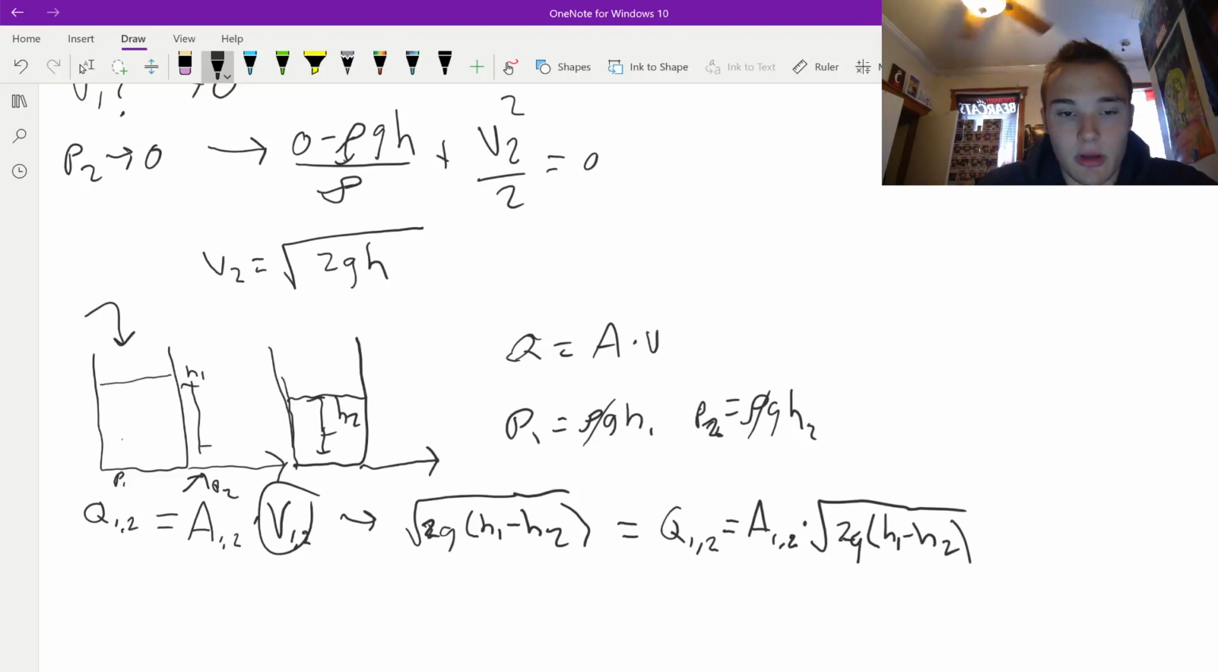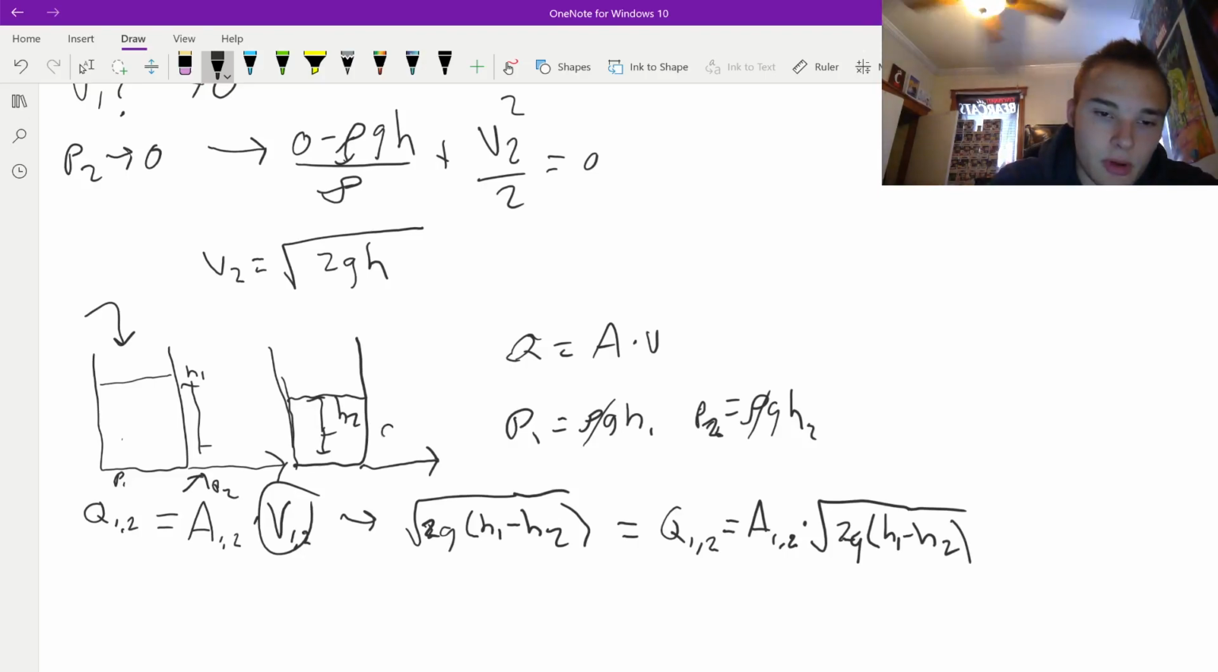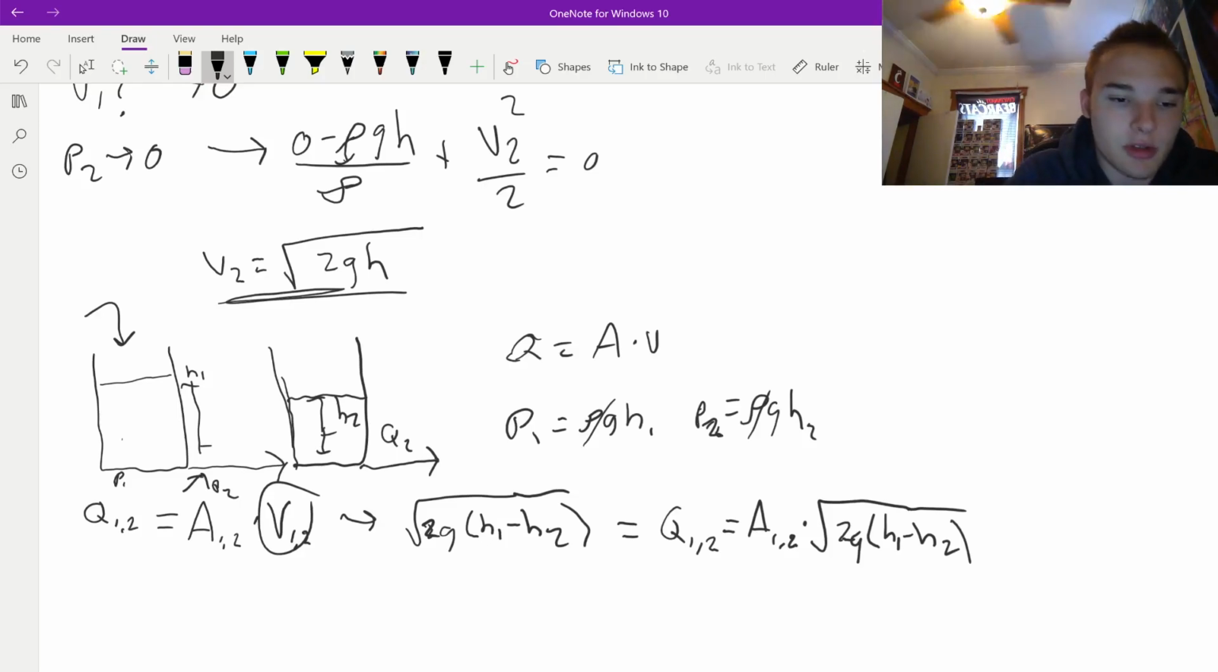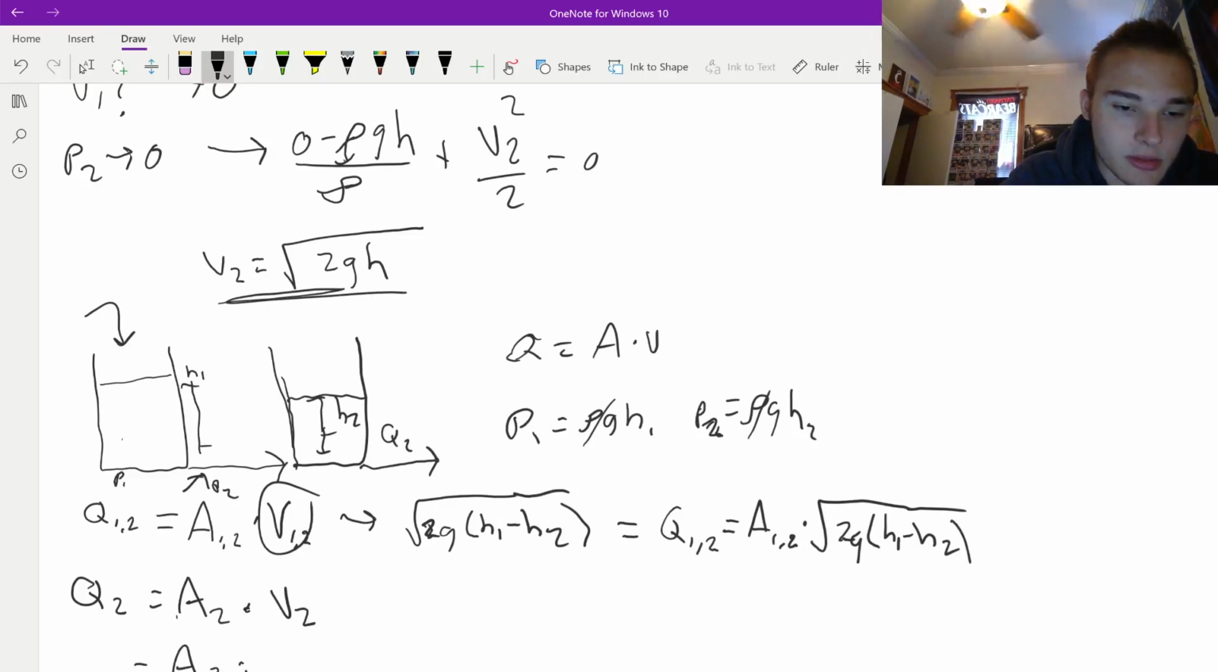Our next flow rate is a little bit easier to calculate, and this flow rate will be the one leaving tank 2. Like we derived earlier, we know that our velocity of tank 2, or our velocity 2, is just the square root of 2gH. And we calculated that earlier in this video. So we can say that our second initial flow rate is cross-section area 2 times V2, and this is equal to A2 times the square root of 2gH.